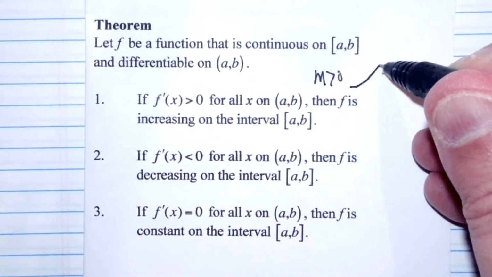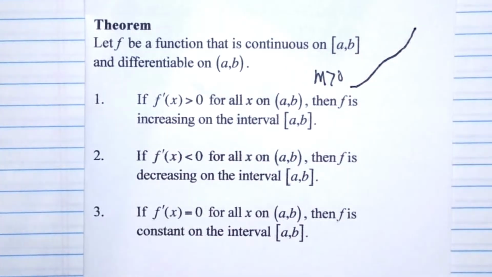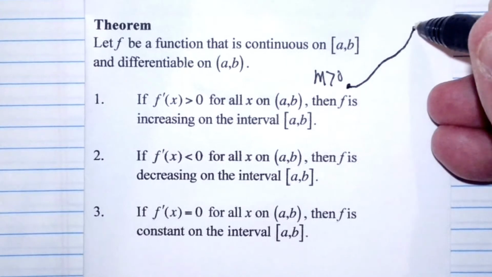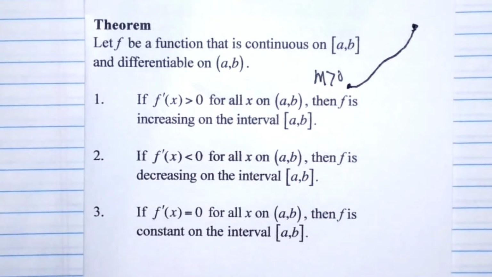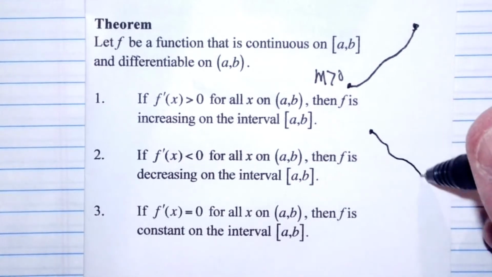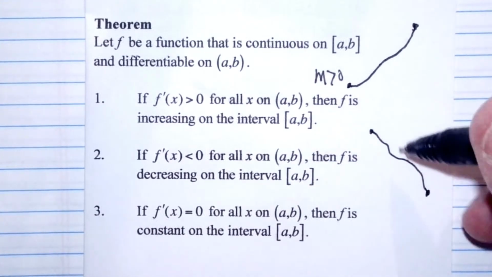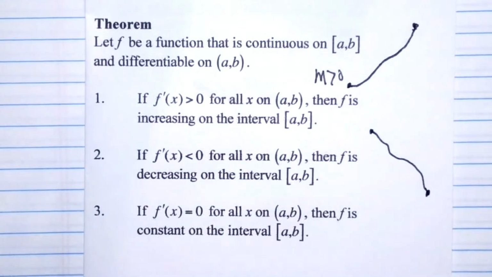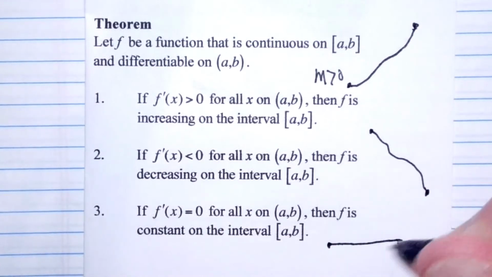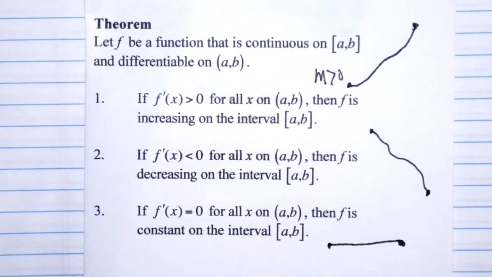And so we've got something kind of like that, and the function is increasing. And as long as the function is defined at the endpoints, we can include the endpoints. Now, what if the derivative is negative? Well, then we've got something that looks more like that, and the function is decreasing. And what if the derivative is 0 all along that interval? Well, that means the slope is 0, and that means we have a constant function.